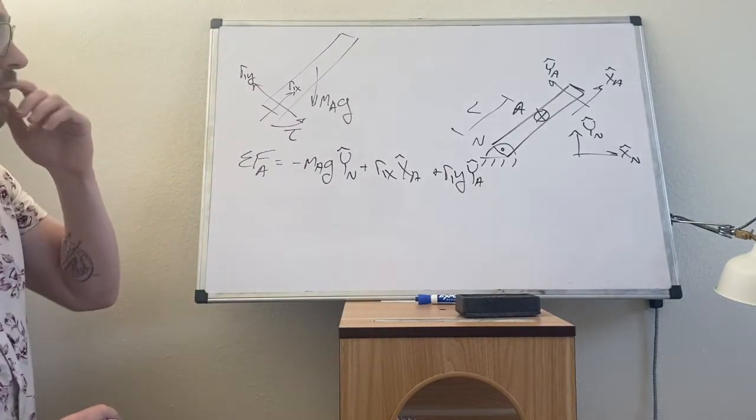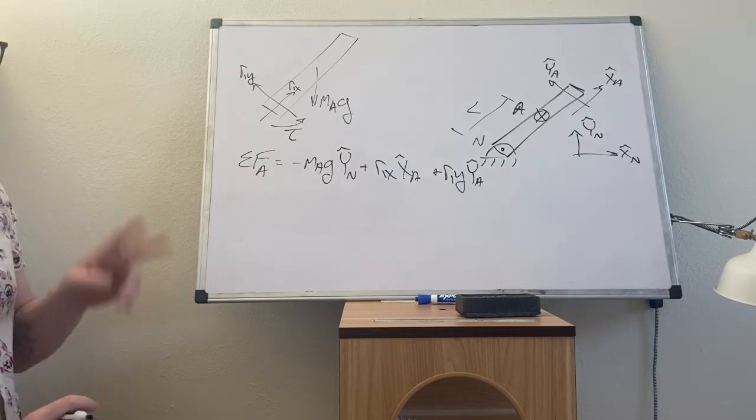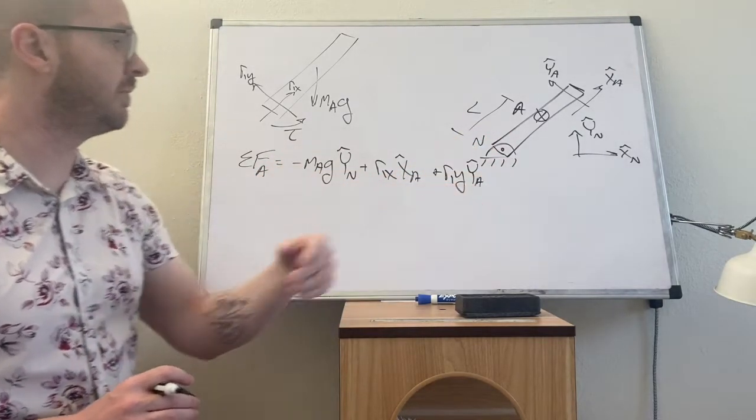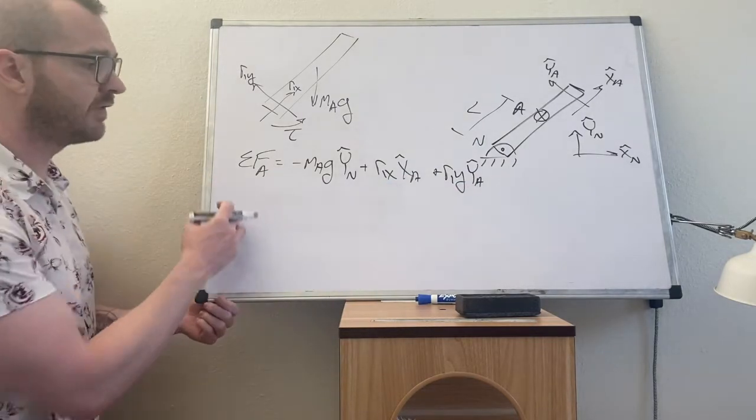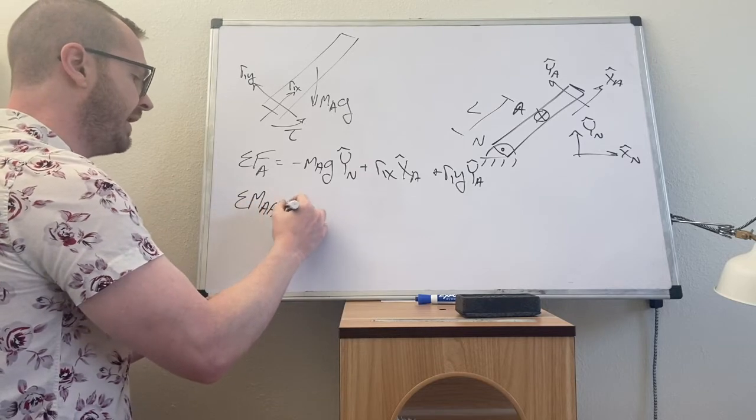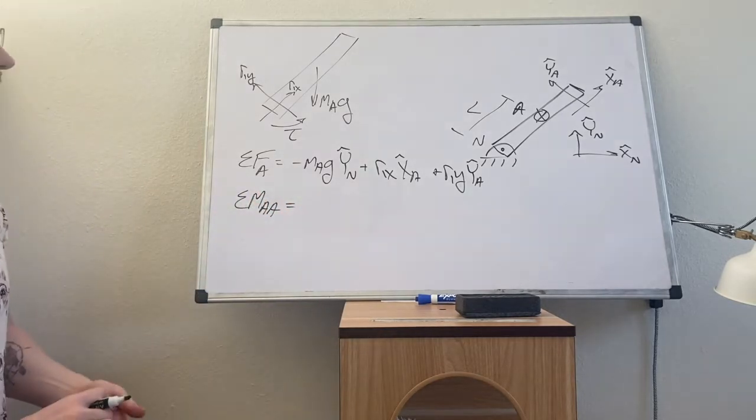Next, we said that we wanted to approach Euler's second law twice. We're going to do sum of moments about the center of mass, and we're going to do sum of moments about the pin joint, which means we need to write two different equations. We need to do sum of moments on A about A, and we'll come back and do sum of moments on A about N.